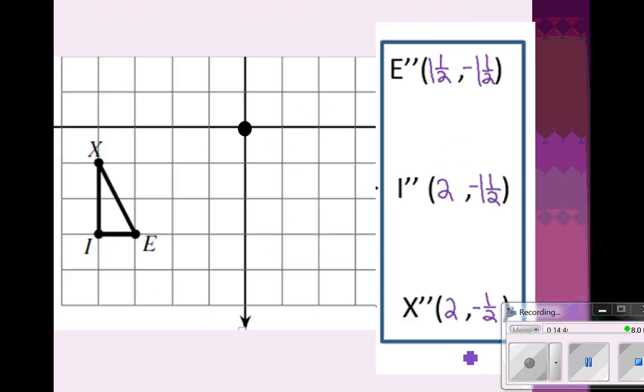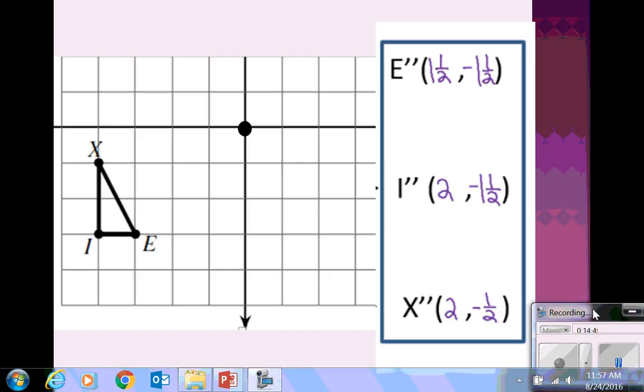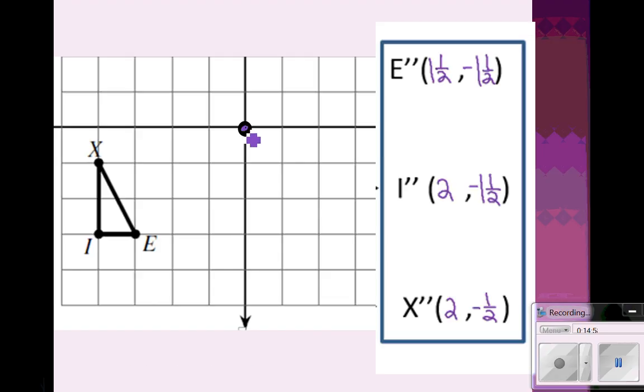And here we have the correct ordered pairs. Now I'm going to plot them for the E prime prime, 1.5, -1.5. So I'm at 0. Here's the 0. And I'm going to go negative 1.5. I'm sorry, I'm going to go positive 1.5, and negative 1.5. That is where E prime prime will be.